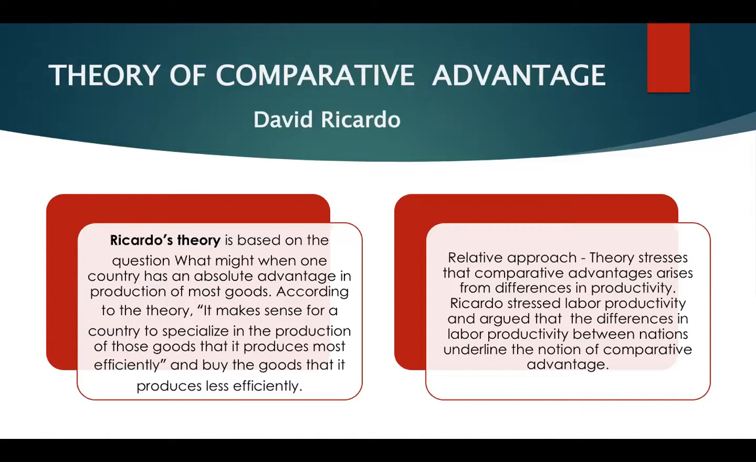This is called the theory of comparative advantage. The theory of comparative advantage was propounded by David Ricardo, and this is also known as Ricardo's theory. According to the theory of comparative advantage, it's an extension of the theory of absolute advantage. This theory is based on a question: what might one do when one has an absolute advantage in production of most goods? This is what Ricardo is asking. When your country has absolute advantage in production of many goods, how do you actually decide what goods you should specialize in, what goods you should focus on exporting?